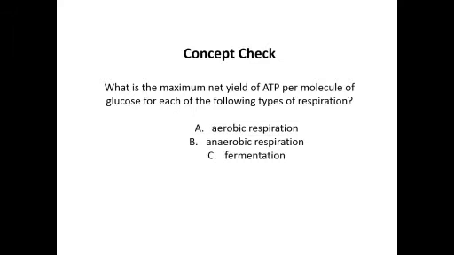So what is the maximum net yield of ATP per molecule of glucose for each of the following types of respiration? Remember here for these guys it is about 36 to 38. You get about 36 or so ATP from anaerobic respiration, maybe less. And in fermentation, you get about 4 ATP. Or, sorry, 2 ATP.